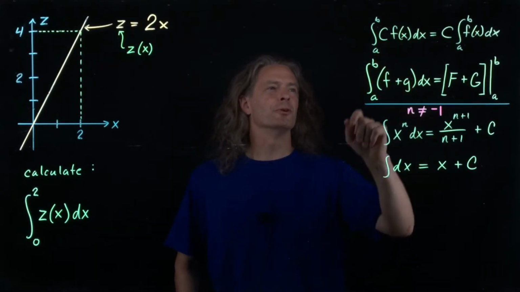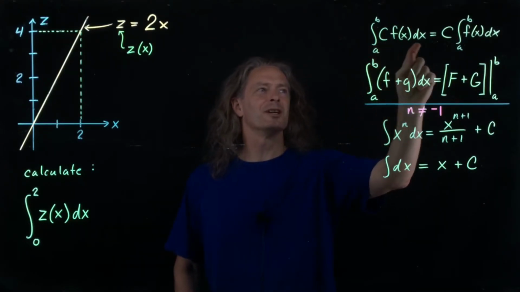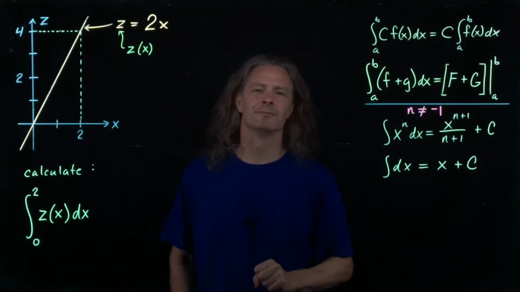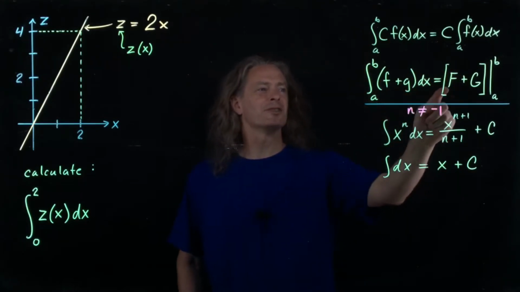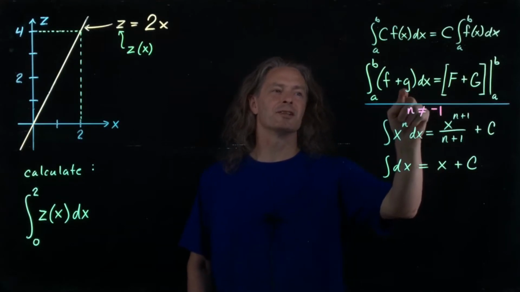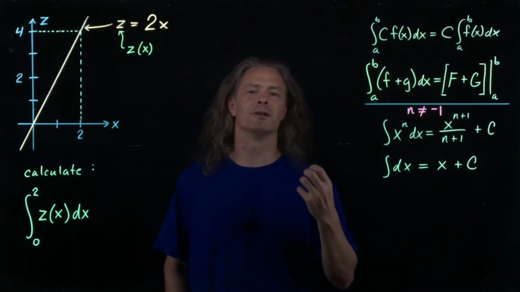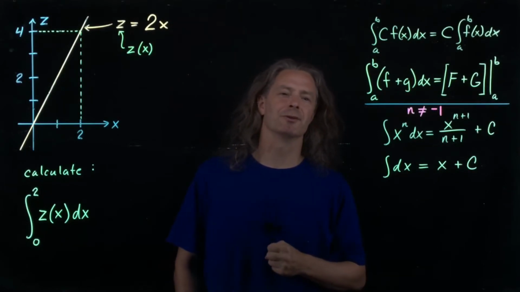In this first rule, if I have the integral of a constant times a function, I can pull the constant out of the integral. In the second rule, imagine that capital F is the antiderivative of little f and capital G is the antiderivative of little g. This rule basically says that the integral of a sum is equal to the sum of the integrals.